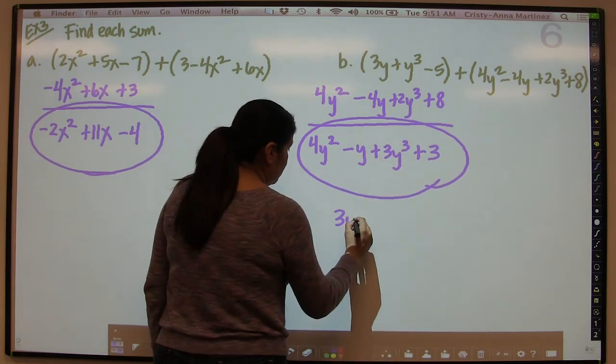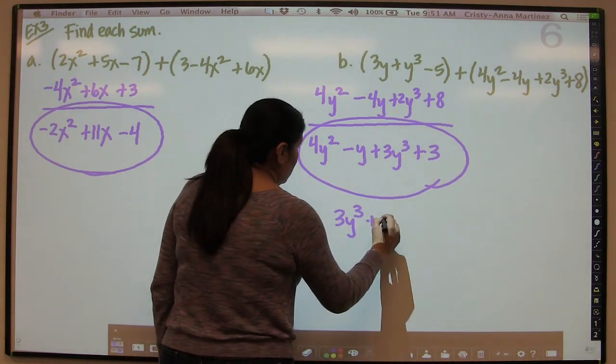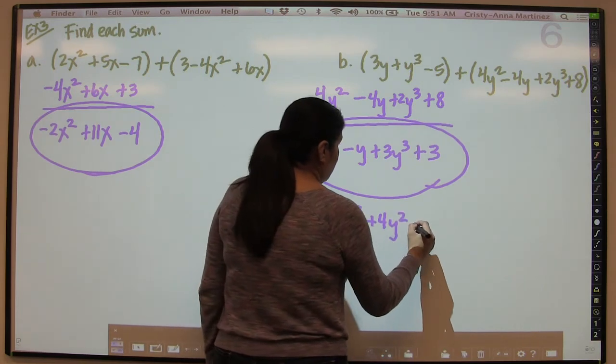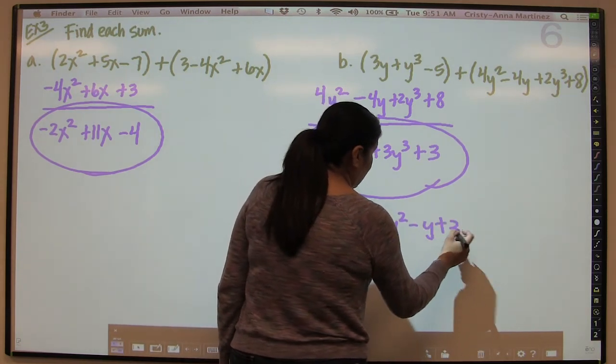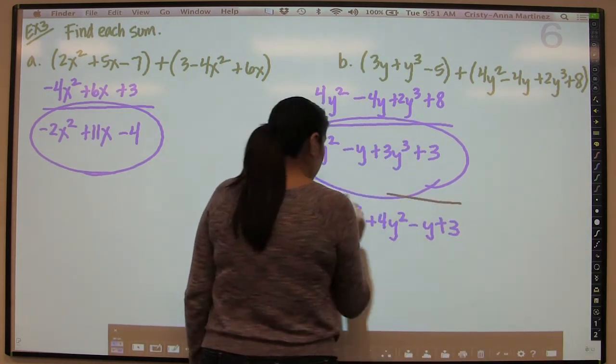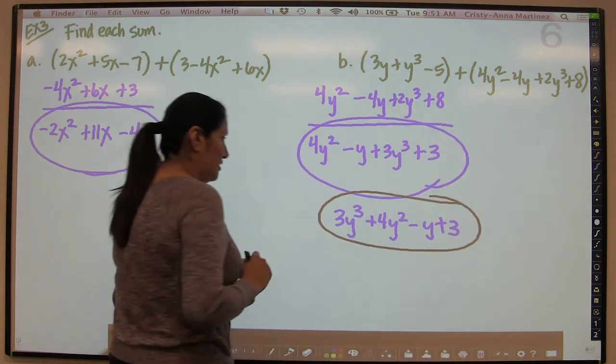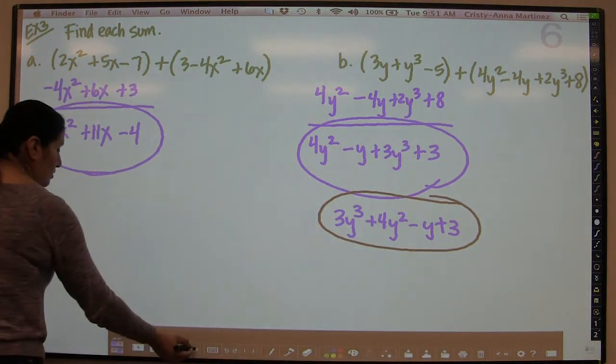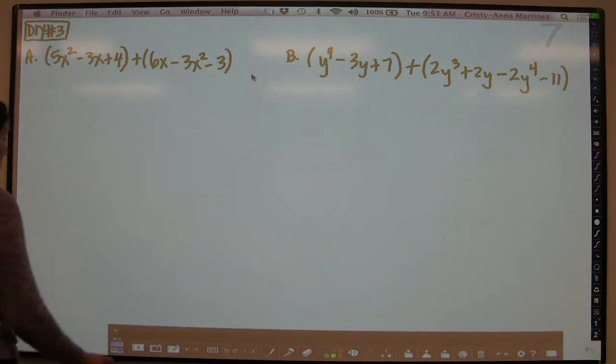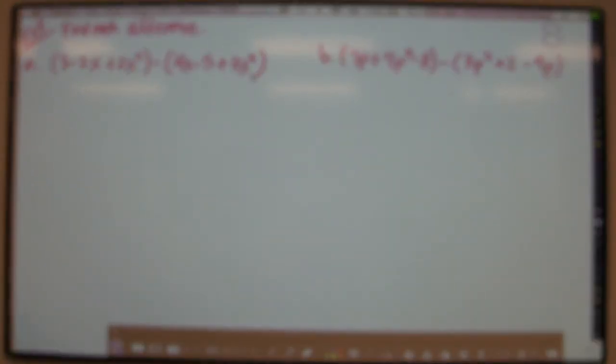So technically the answer should be 3y cubed plus 4y squared minus y plus 3 if you wanted it in standard form, which of course we do. So there's actually your answer. So now we'll let you do this example on your own, and then we'll do a subtraction one, which is pretty much done exactly the same way.